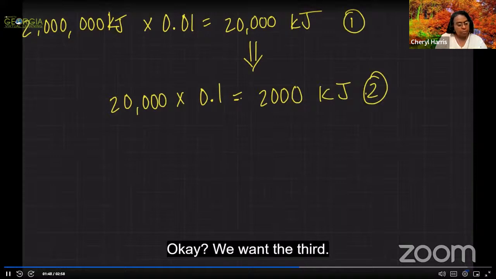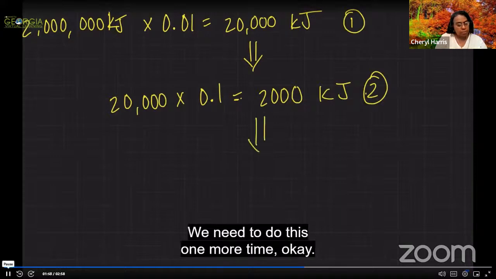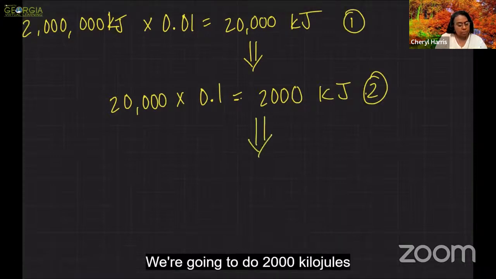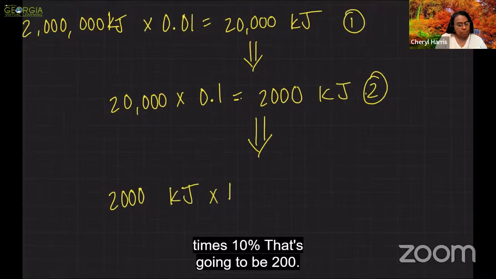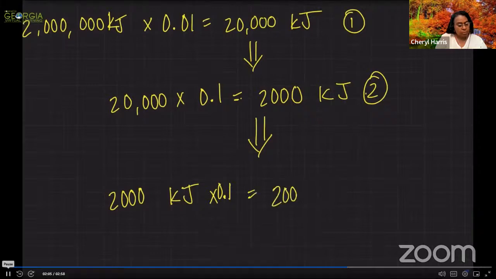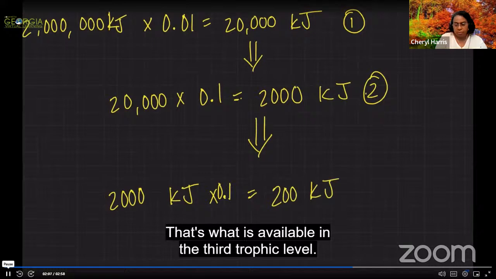Okay, and we want the third, so we need to do this one more time. So we're going to do 2,000 kilojoules times 10%, and that's going to be 200. So that's what is available in the third trophic level.